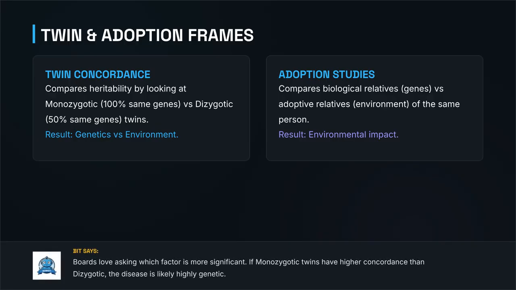BIT says the boards love asking which factor is more significant for psychiatric conditions like schizophrenia. If a child's traits are heavily similar to a biological parent they never met, the signal points to genetics. If the traits match the adoptive parents, the signal points to the environment. Let us break down our first vignette skeleton so you can see how this looks on test day.